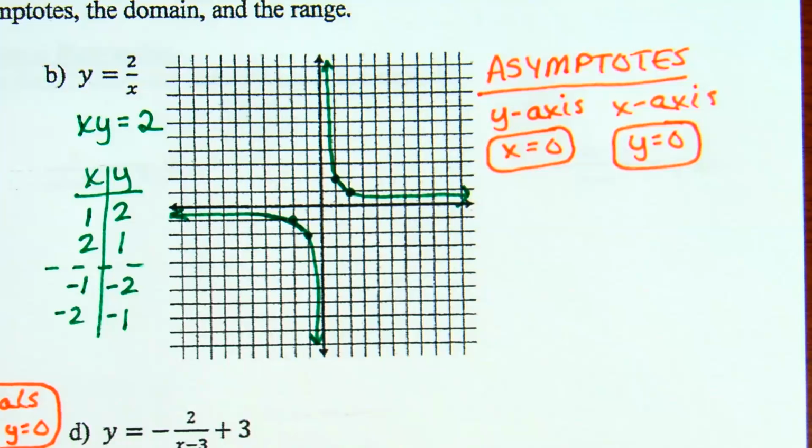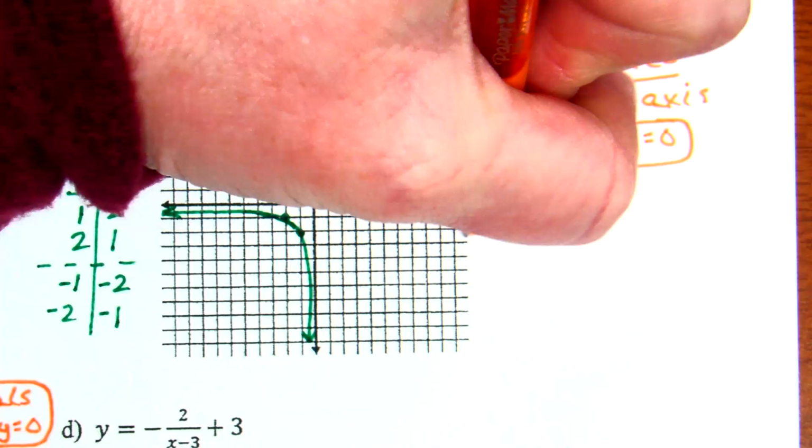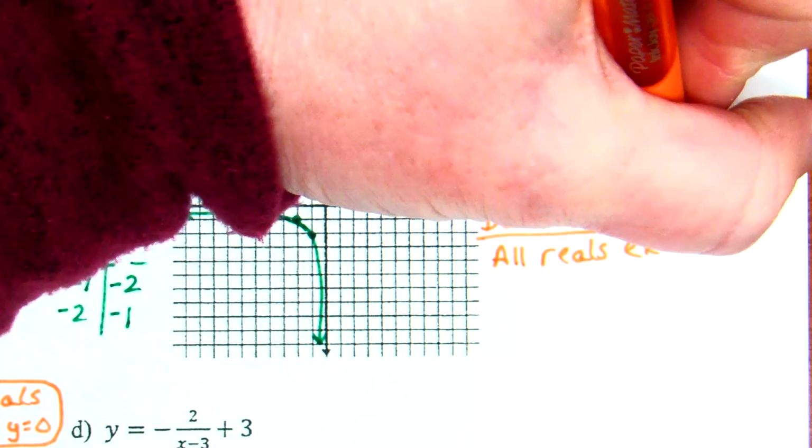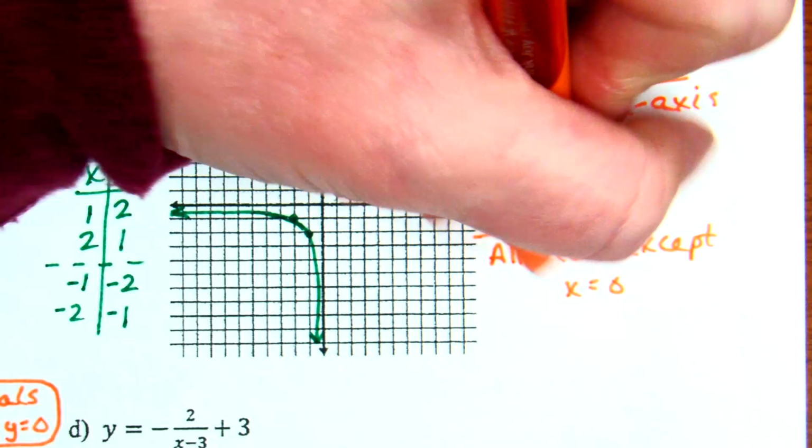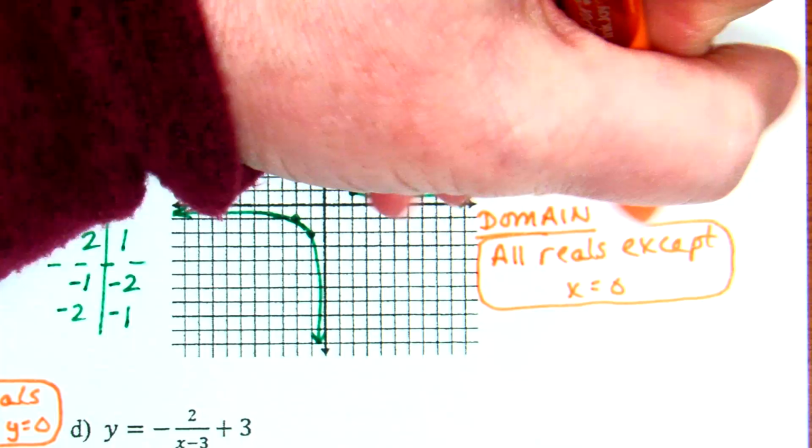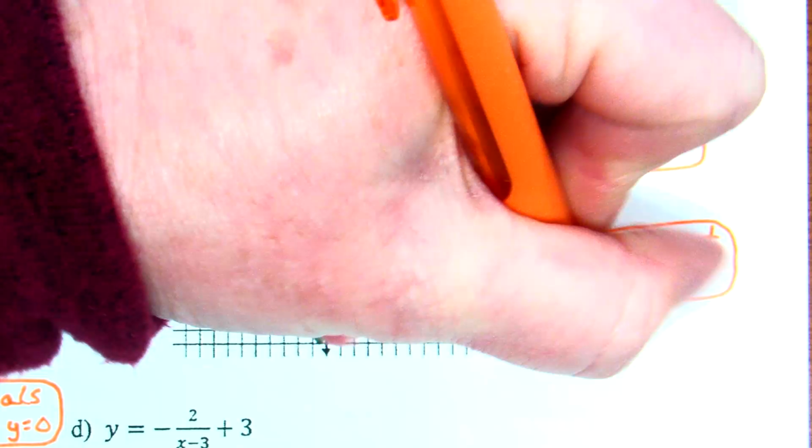And what about domain? Yep. All reals except x equals 0. And range? All reals except y equals 0.